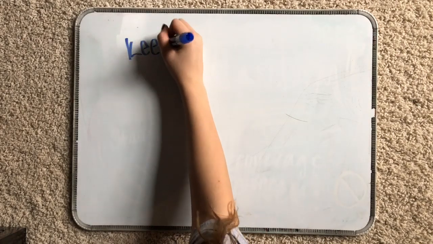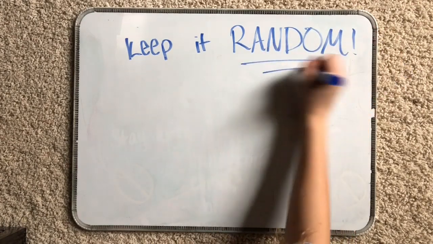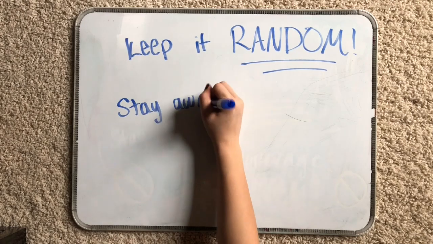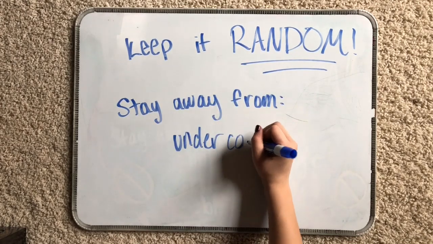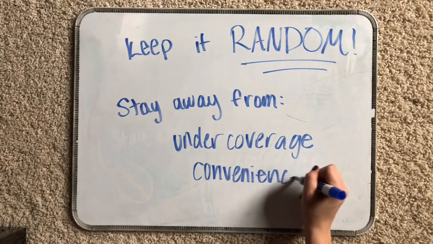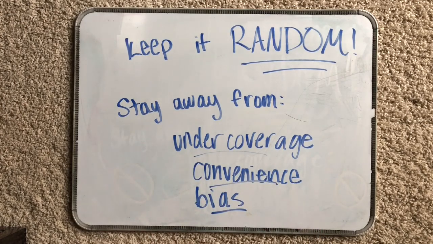If you want to have a valid survey, the most important thing to remember is to keep it random. Make sure that your survey is random and that you aren't manipulating it in any way to get the answers that you want. You want to make sure that you're staying away from undercoverage, convenient sampling, and creating bias in your survey.